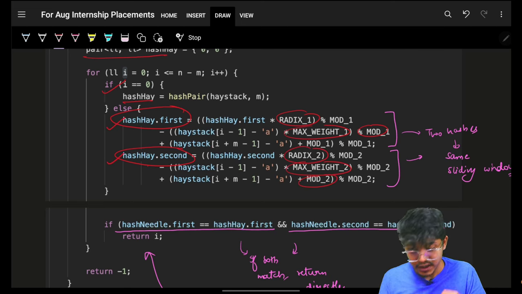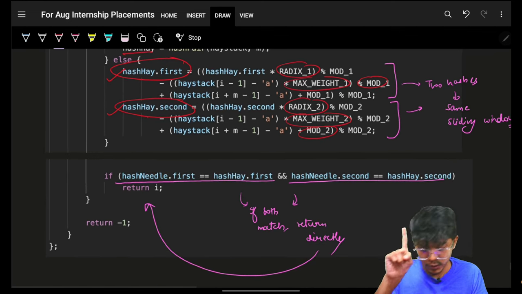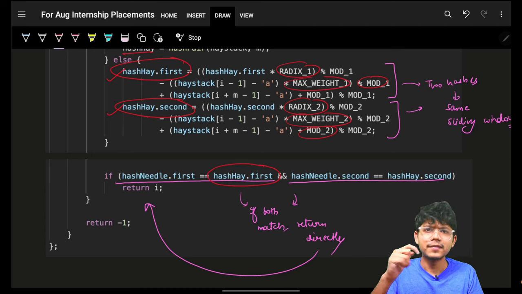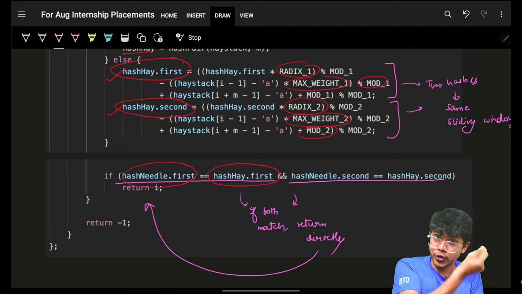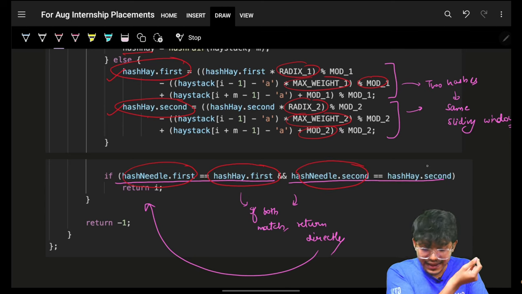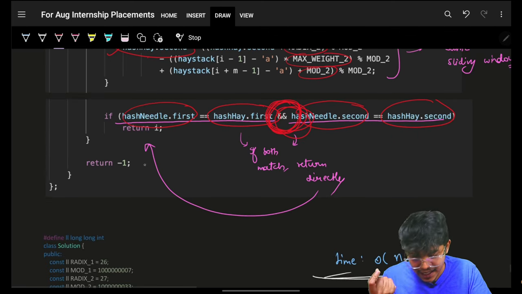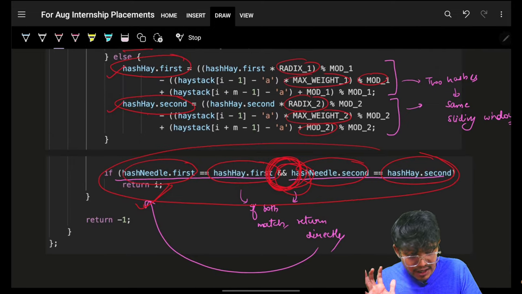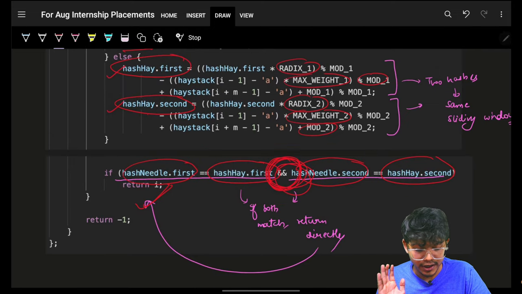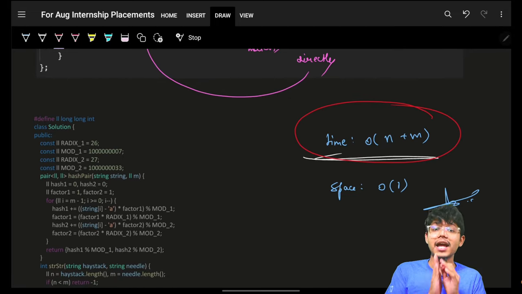When you have got the first hash and the second hash, compare both of them, and both should be equal. So the first hash of the haystack and the first hash of the needle should be same. The second hash of the needle and the second hash of the haystack should be same. Both of them should be same. Only then I'll say that it is the matching one. If it is not, simply return. So you saw the extra thing which I was comparing here. It is gone by simply computing a second hash function. And that's how my time complexity is now O of n plus m and not O of n into m. And that's how you can simply solve it.